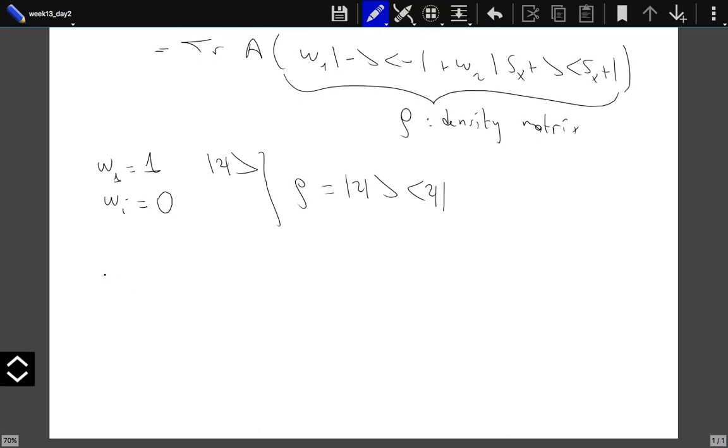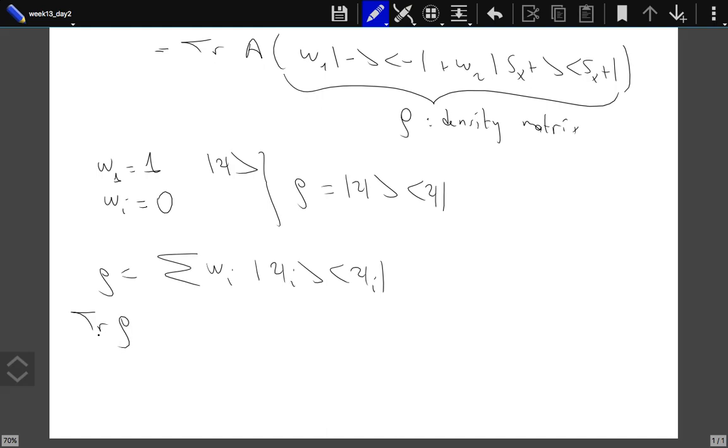Now, in general, the density matrix will be just the sum of certain fractions of my system prepared in a particular way. They will be in a particular state. Let's say omega I fraction will be in this ket psi I. So this is what we call the density matrix. Sorry, this is my density matrix in the general case.